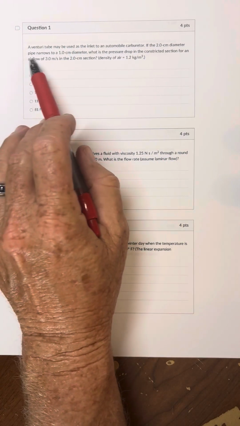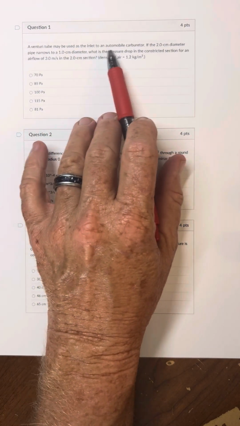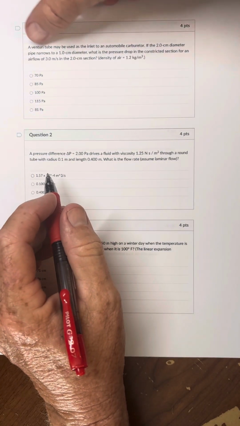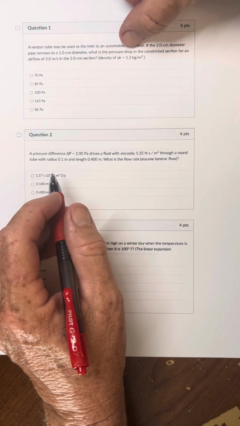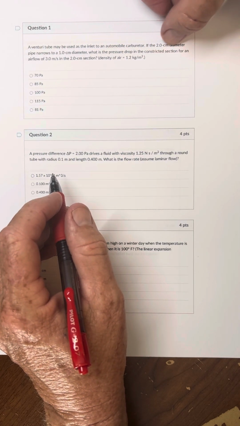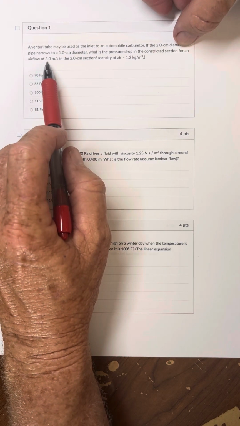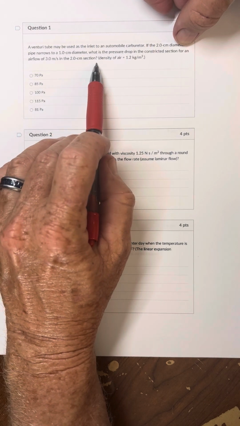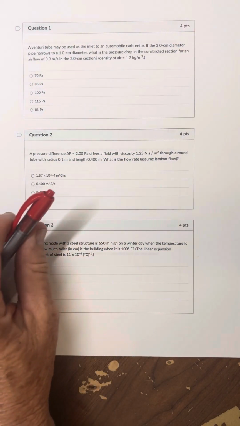It says a venturi tube may be used as an inlet in an automobile carburetor. If the 2 centimeter diameter pipe narrows to 1 centimeter, what is the pressure drop in the constricted section for an airflow of 3 meters per second in the 2 centimeter cross section? And then we also have the density of the air.